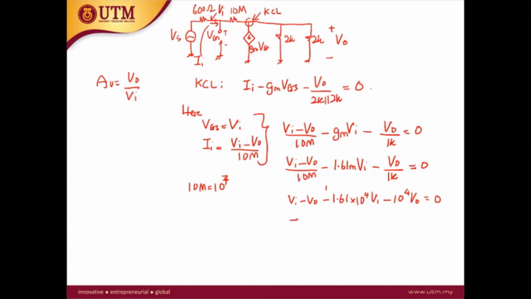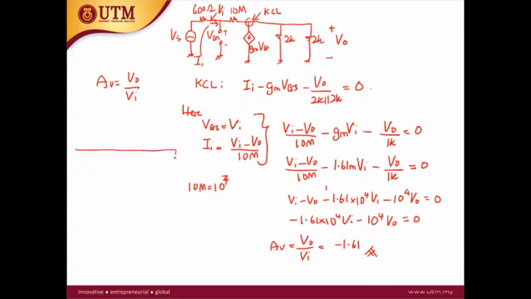So this is 1.61 times 10 power of 4 VI, and then this V out will also become, okay, so V out over V in will give you minus 1.61. So this is the solution for the AV. Okay.